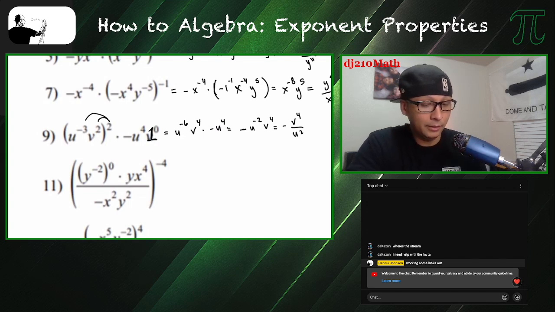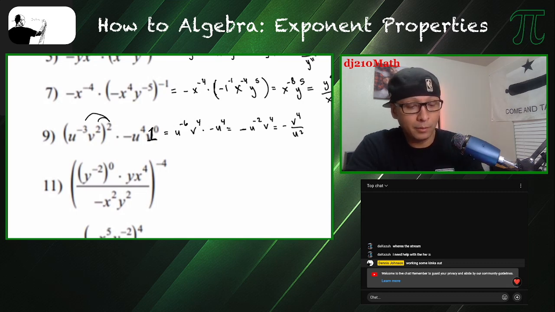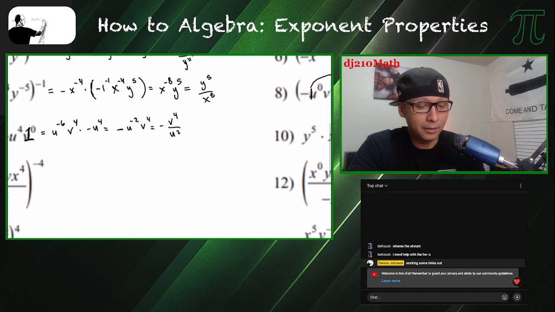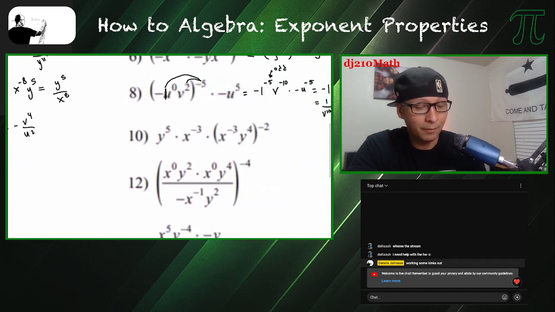All right, so you're going to see a common theme here. The idea is that we don't want negative exponents, and we only want a single variable. We don't want multiple of the same variable.